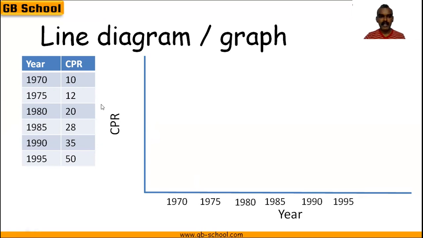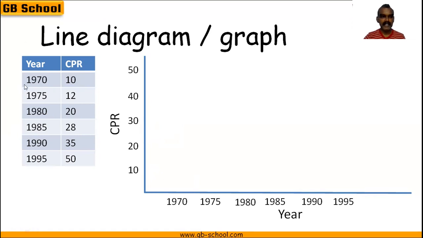Similarly, if you see CPR, the lowest one is 10, the highest one is 50. So it is better to go with intervals of 10. It starts with 10, 20, 30, 40, and 50. Next, we have to plot the corresponding values.